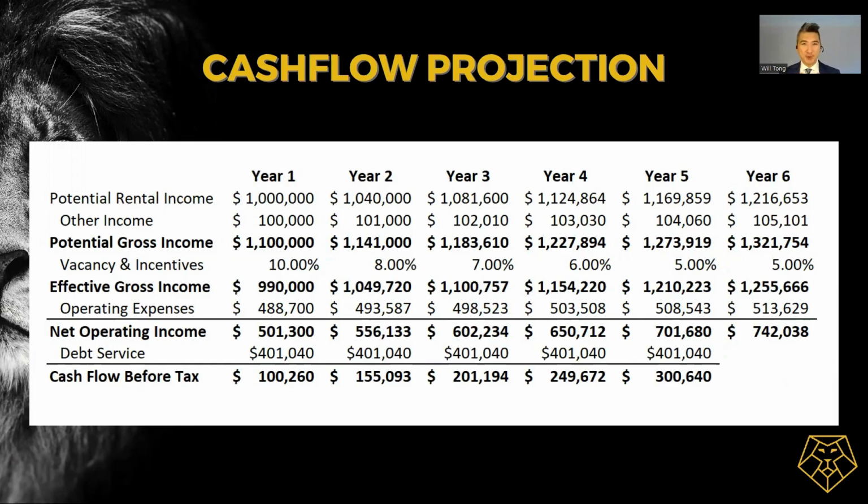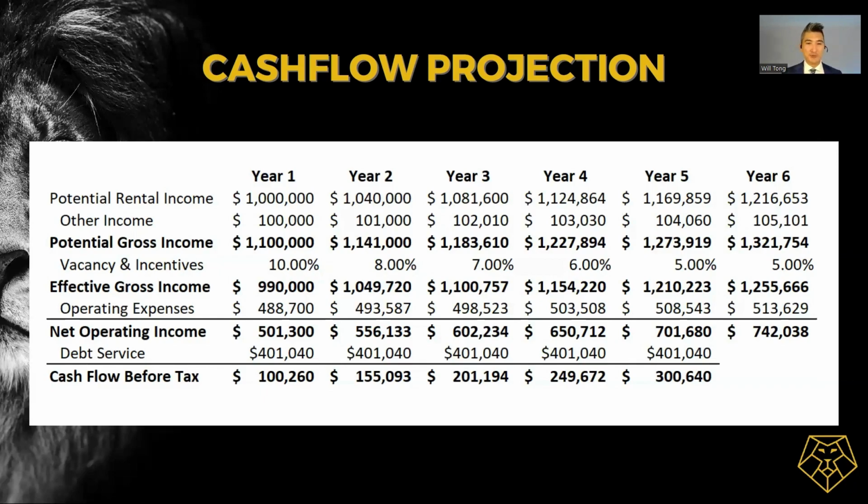Now, what I personally like to do is put down the average vacancy rate for that particular type of property across the board. Let's say this is an industrial property, and the average vacancy for this type of industrial property is 5%. So I would typically put 5% across the board, because that allows me to account for any potential vacancy.